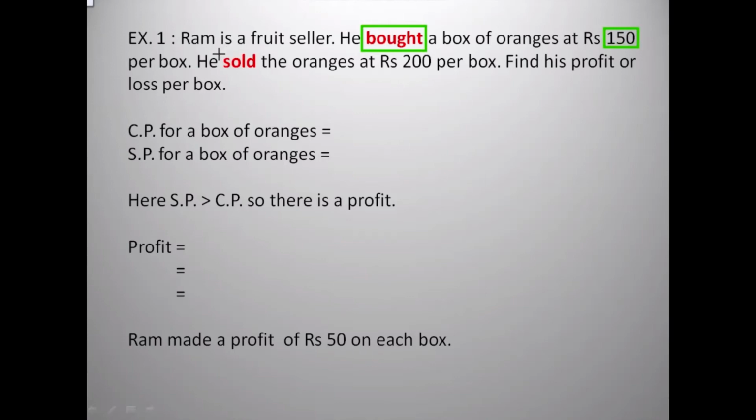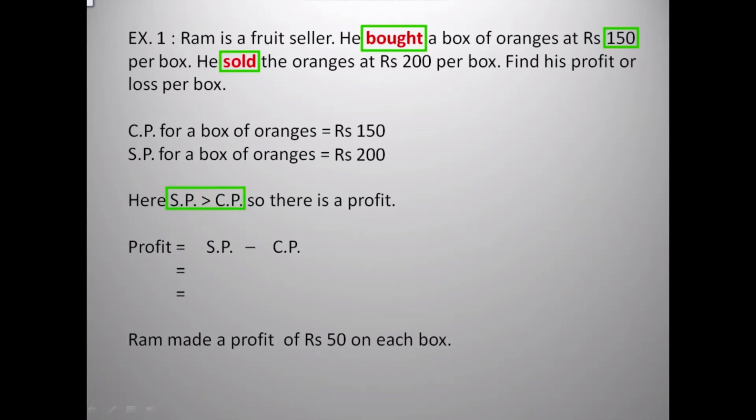Now he sold that box at rupees 200. Sold, here sold is the selling price of Ram. So we can write here the CP for a box of oranges is rupees 150. Now the selling price of the box of oranges is rupees 200. You can see here the selling price is greater than the cost price. Selling price is greater than the cost price means here is a profit.